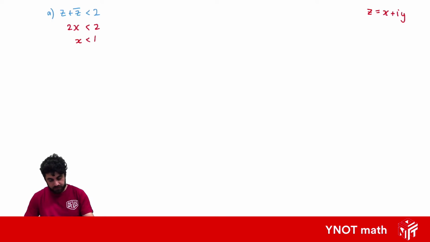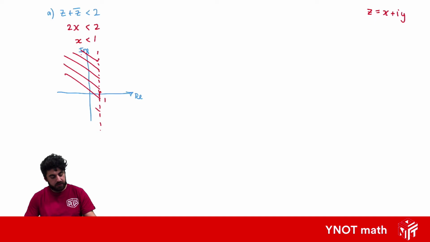And 1 is purely real. So when we go to sketch it on our Argand diagram, we're going to have our real axis and our imaginary axis. And we just go ahead and mark 1 in on our real axis. Because it's strictly less than, we need to do a dotted line. And all the places where x is less than 1 are over here.